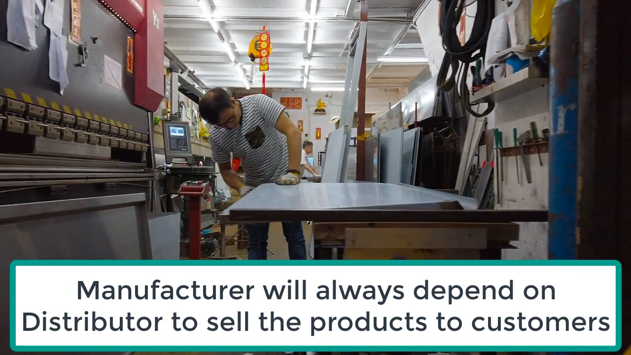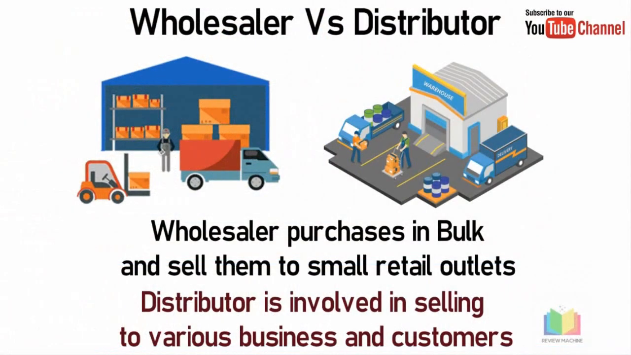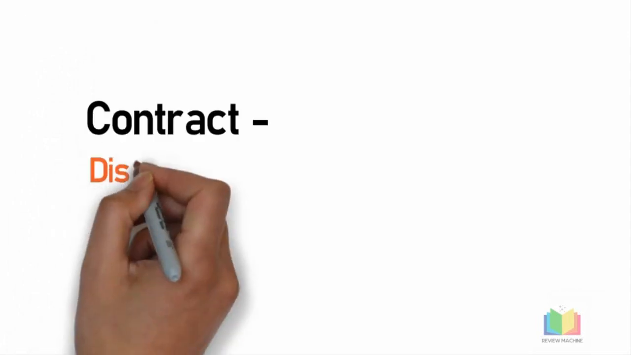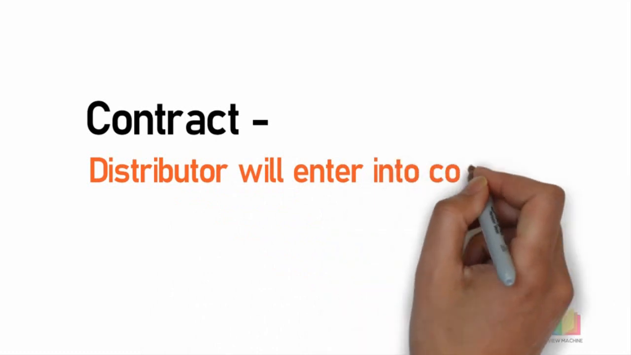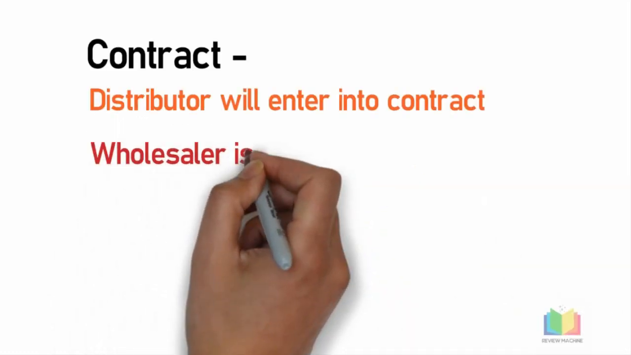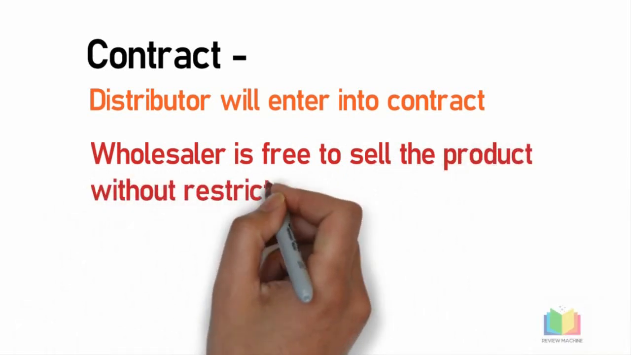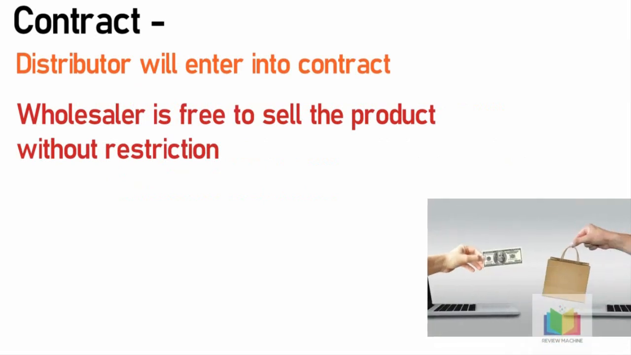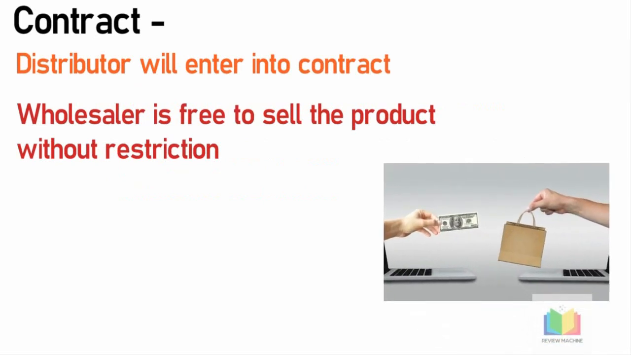So friends, this was the definition of wholesaler and a distributor. Now let us understand the difference between these two terms. The first key difference is with respect to the contract. The distributor will enter into a contract with the manufacturer to trade in the product lines. Whereas a wholesaler will not enter into any contract with the manufacturers. A wholesaler can sell products provided by various manufacturers and distributors.